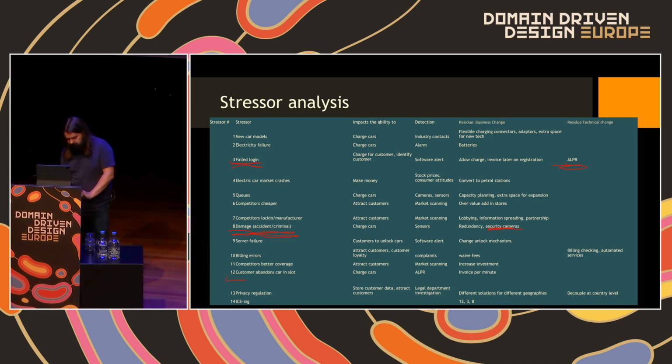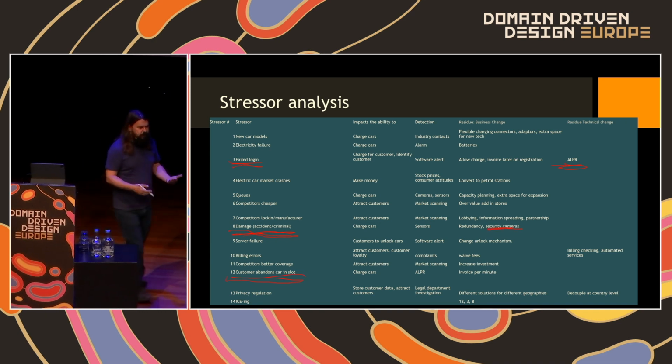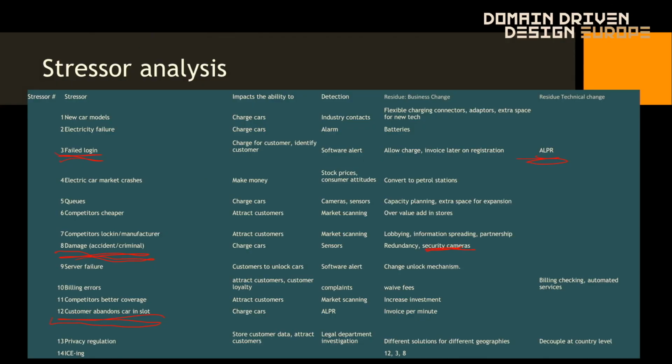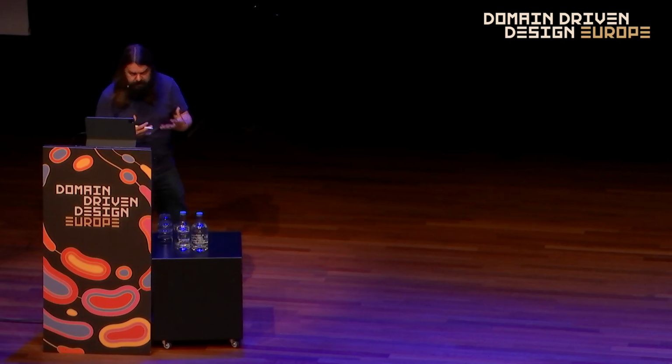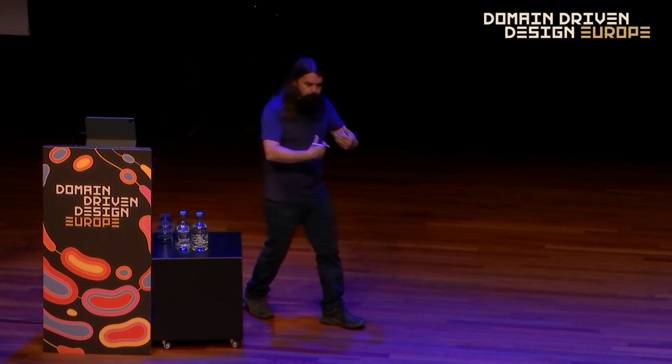Number 12, big problem at the start. Someone turns up, plugs in the car, and goes off to play golf. Car stuck there for 8 hours. Only the driver of the car can unlock the chargy thing. Chargy thing is a very technical term. And how do we do that? Well, we can use an earlier residue, which is ALPR, and we change the business model a little bit. We invoice them per minute.